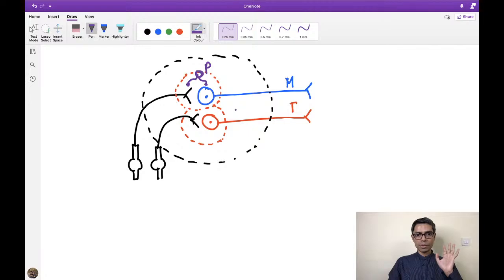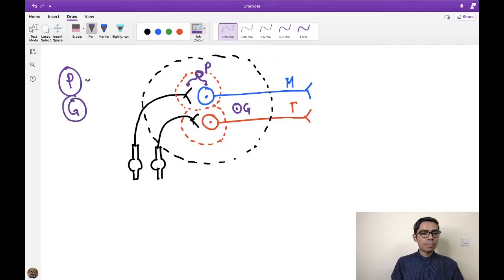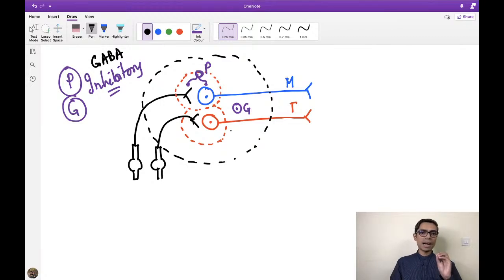This is the periglomerular cell, and the other cell is the granular cell. Suppose this is the granular cell I am drawing, I am writing G for granular cell. Both the periglomerular cell and the granular cell are inhibitory cells at the level of the olfactory bulb. Whenever I say inhibitory cell, it means the neurotransmitter produced by them is GABA. Now how do these cells function?